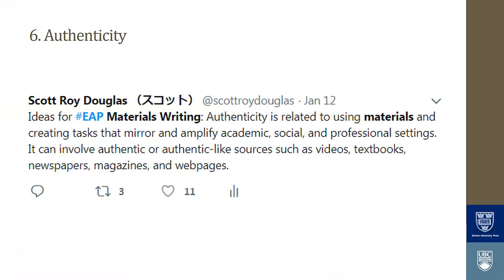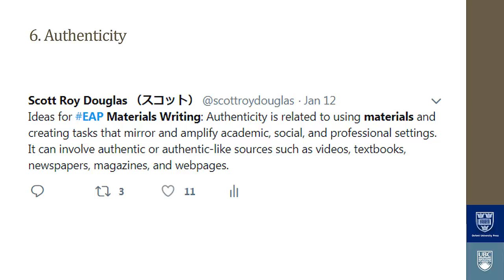And then the final one I want to talk about today is this principle of authenticity. When I think about English for academic purposes, I wonder, what is the goal of English for academic purposes, or what is it supposed to do? For me, the materials we use in English for academic purposes should mirror and amplify what is going on out there in the rest of the university. And EAP itself should mirror and amplify the general academy.